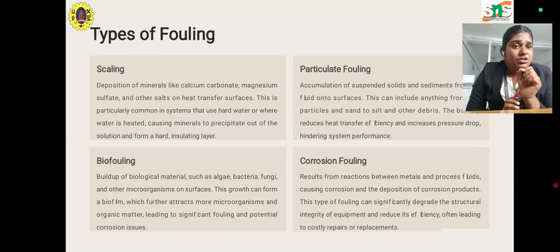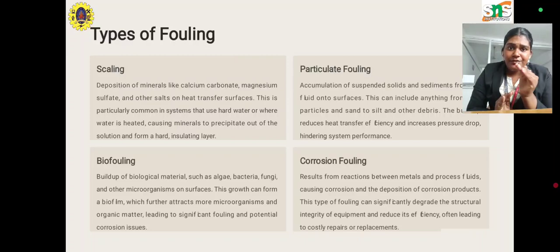So next is particulate fouling. The accumulation of suspended solids and sediments from the fluid onto the surface is called particulate fouling. This can include everything from particles and sand to silt and debris. This fouling reduces the heat transfer efficiency and increases the pressure drop, hindering the system performance.